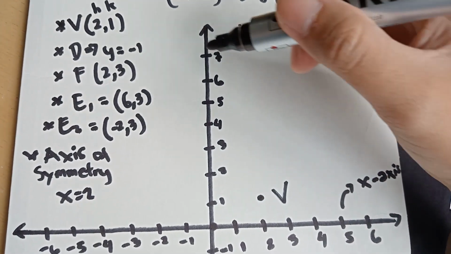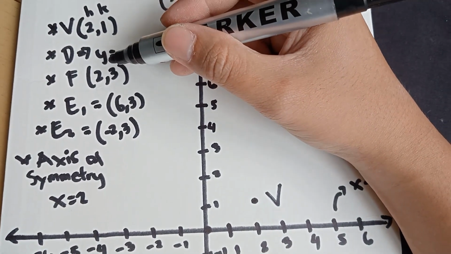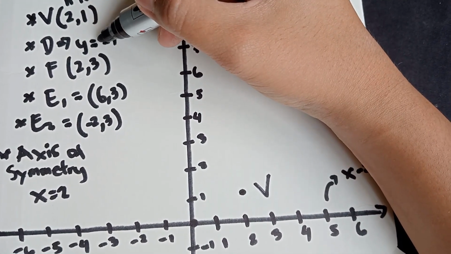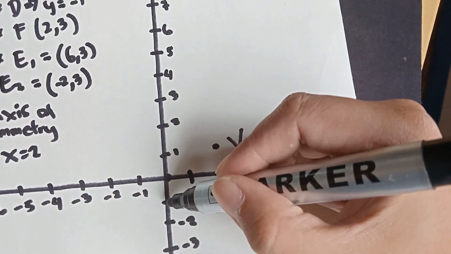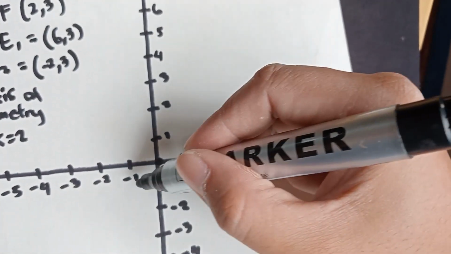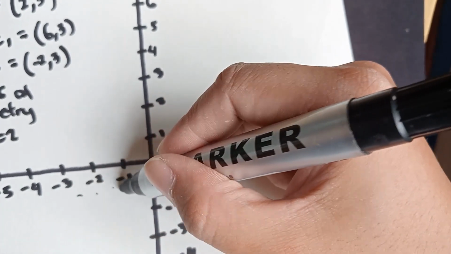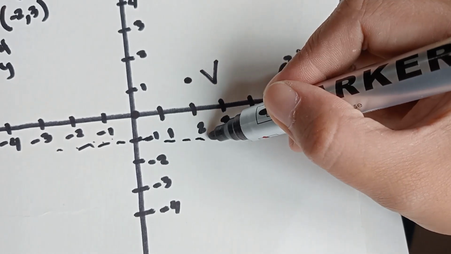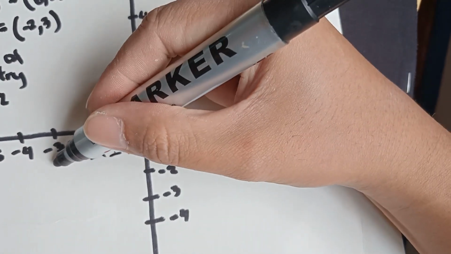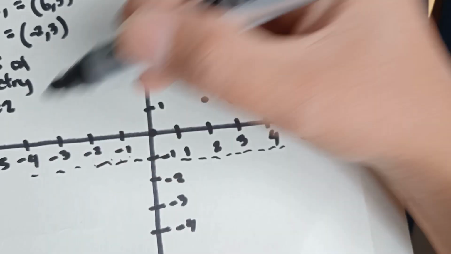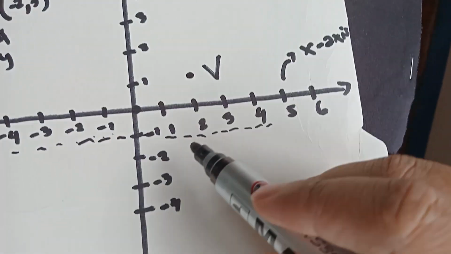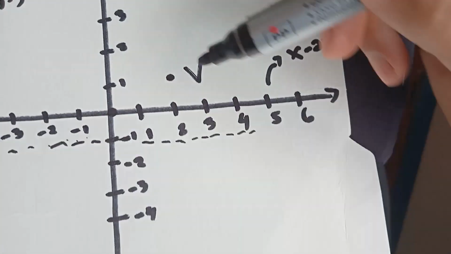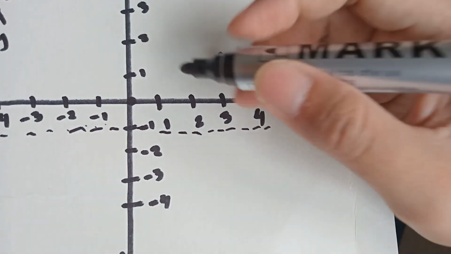Next, we need to sketch the graph of our directrix. The directrix is the fixed line of a parabola. We have y equals negative 1. We need to draw a horizontal line, a broken line. Just like this. Make it straight, but based on our drawing we do not have a straight line, so we need to assume that this is a straight line. This is now our directrix.